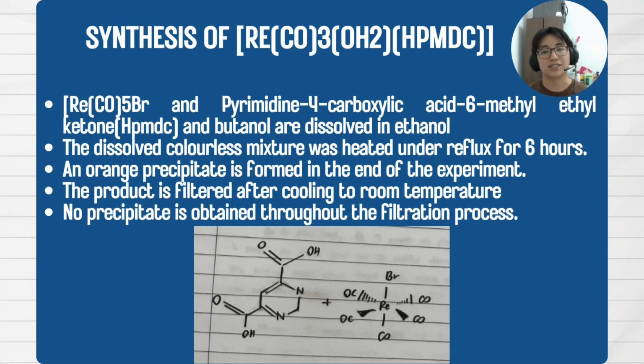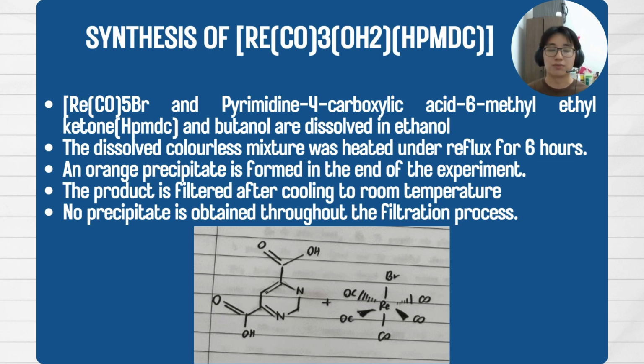On the other hand, for the synthesis of the second one, the aqua tricarbonyl pyrimidine 4 carboxylic acid 6-methyl ethyl ketone rhenium or even technetium, we will use either rhenium or technetium as the metal compound, which is a bromopentacarbonyl rhenium(I) or bromopentacarbonyl technetium(I) compound, and also pyrimidine 4 carboxylic acid 6-methyl ethyl ketone, HPMDC. They are both, as well as butanol. We will dissolve them all in ethanol instead of distilled water because they are all soluble in ethanol.